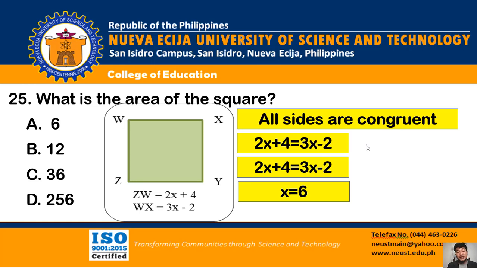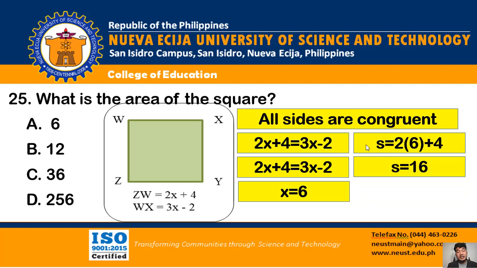And then you substitute 6 into the x. You will have 2 times 6 plus 4. That is 16. 16 is the measurement of the side now. We can now solve for the area of the square. Area is equal to s squared, and 16 squared is equal to 256, or letter D.